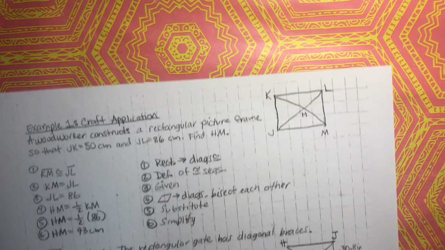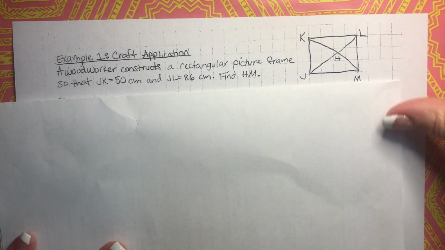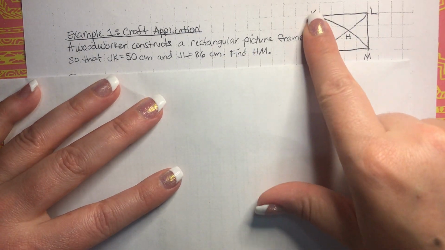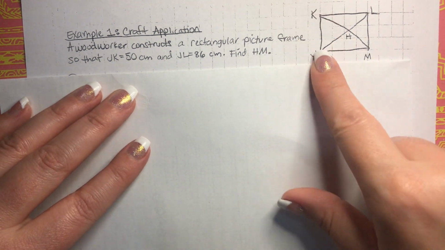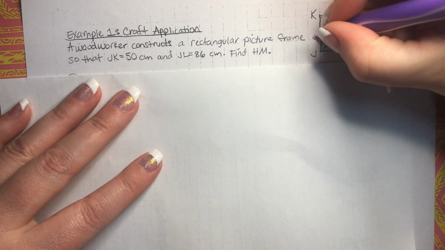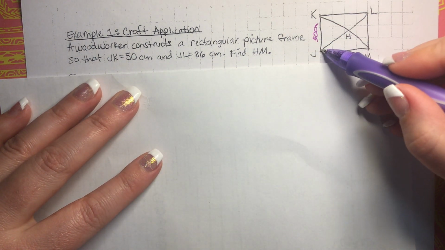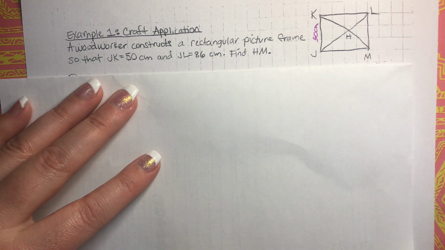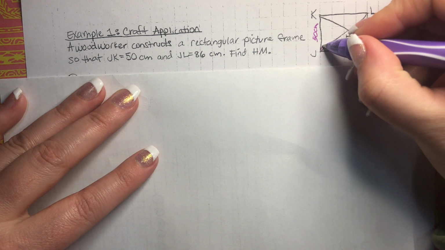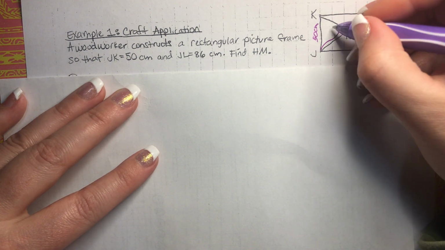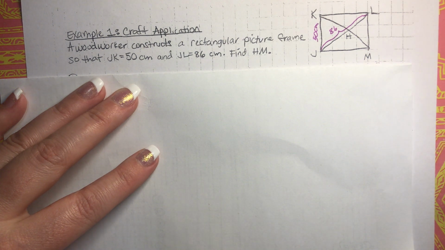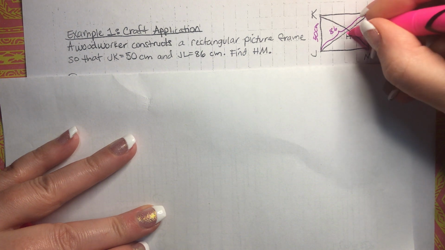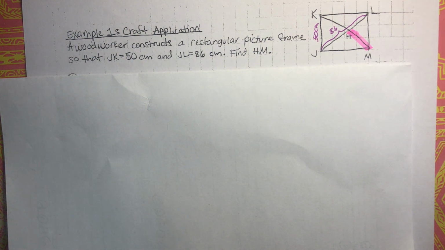Okay. So, let's look at this one. This is example 1. It says it's a craft application. A woodworker constructs a rectangular picture frame so that JK is 50 centimeters. And JL, the diagonal, is 86 centimeters. We need to find HM. So it's telling us that JL, that diagonal, is 86. We need to find this right here, just that bit. I wonder how we're going to do that.